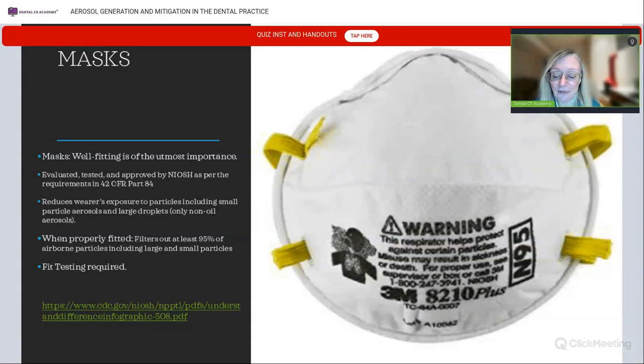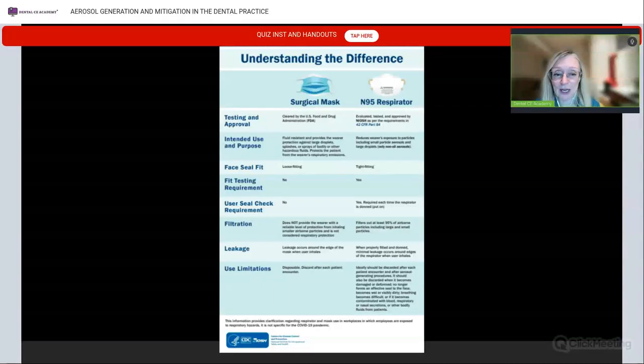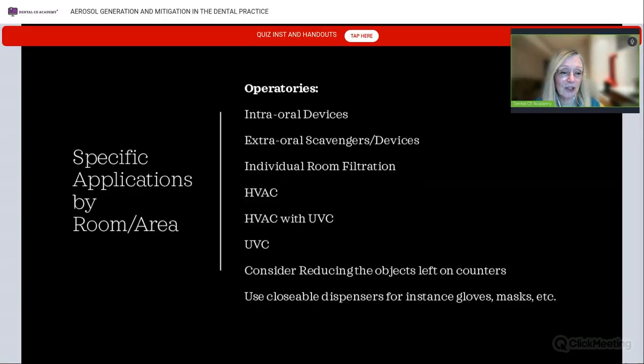Masks, again, N95 are recommended, especially now during high flu season and so forth, but they should fit correctly. And there's some information about respirators, N95 respirators there, and a graphic from the CDC.